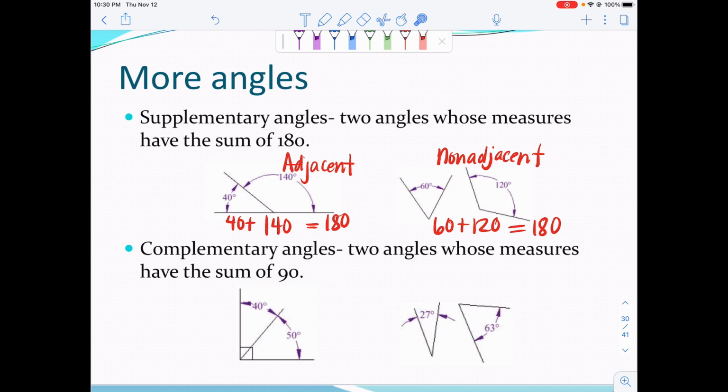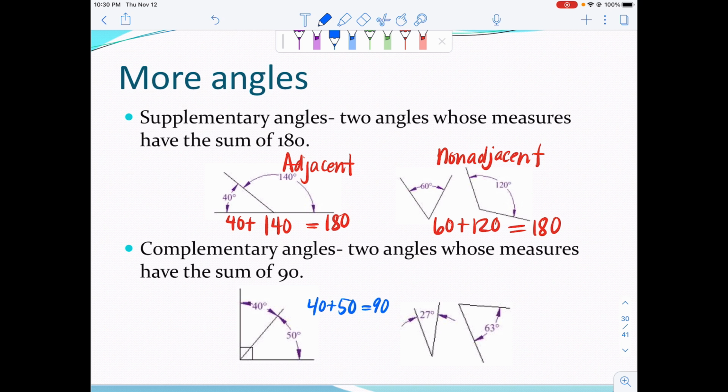All right. So, the next vocabulary word, complementary angles, is very similar. We're talking about two angles whose measures have the sum of 90. So in this case, we're not talking about 180, we're talking about 90 degrees. What they're saying is the same thing. All you need is two different angles that are going to add up and equal 90. So in this picture, you have 40 plus 50, which is going to equal 90.